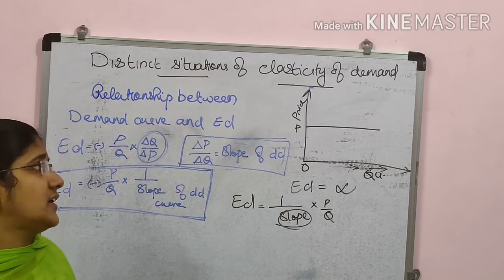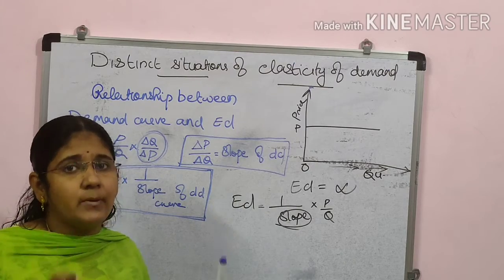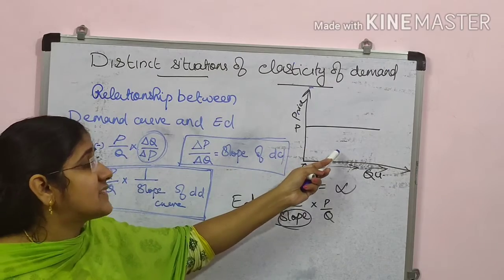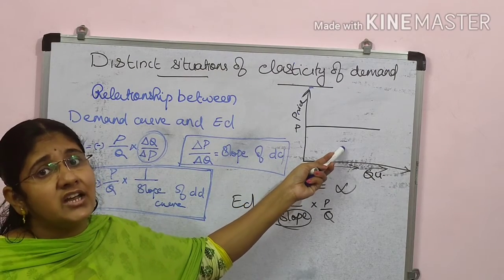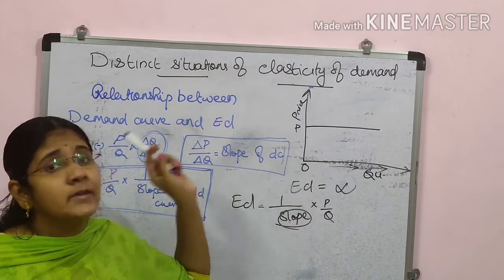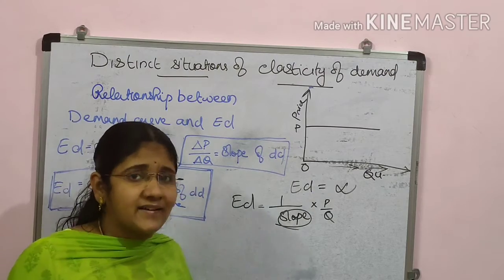This is one case. In the normal case, we know the shape of the demand curve, but these are some distinct situations. This is the first case when we are presenting the elasticity of demand. We are presenting the demand curve as a horizontal straight line, parallel to the x-axis.